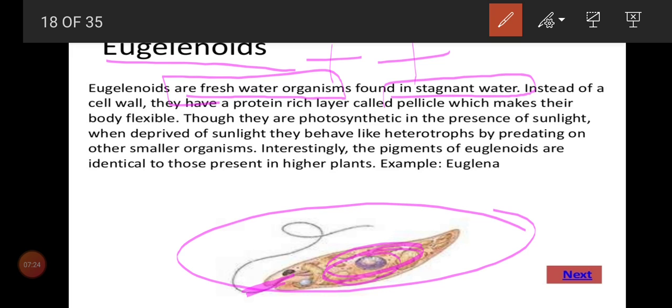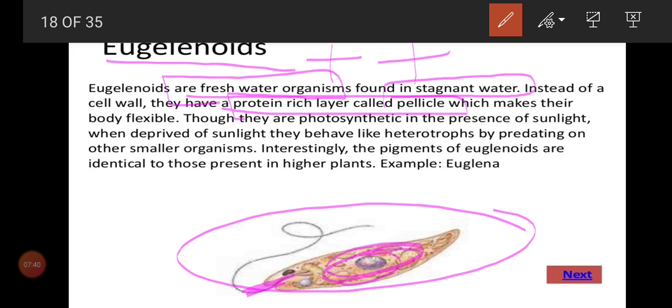What do you mean by stagnant water? It won't move from one place to another place. It will be in one place only, so we can call it stagnant water. And instead of a cell wall, they have a protein rich layer called pellicle.